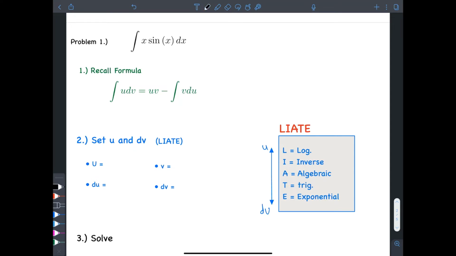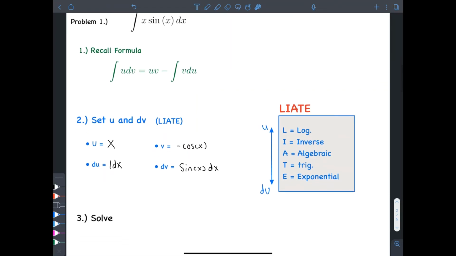So with that, we can see that u is equal to x, and dv will be sine x dx. And don't forget your dx so that you can integrate. So differentiating x gives us 1 dx, and integrating sine x gives us negative cosine x. And you don't need to add the plus c here, you'll just need to add it in the final stage of the problem where you solve. So now that we have our variables, we can move on to step 3, which is to solve.